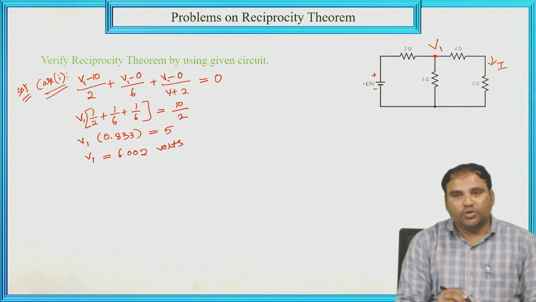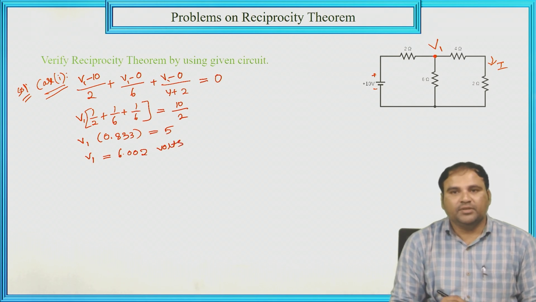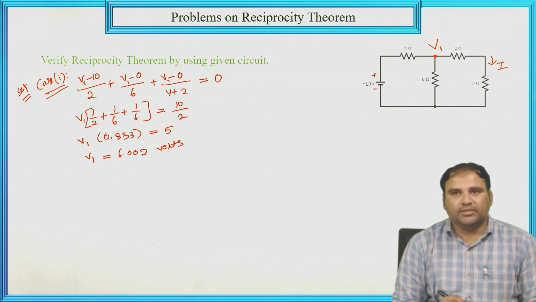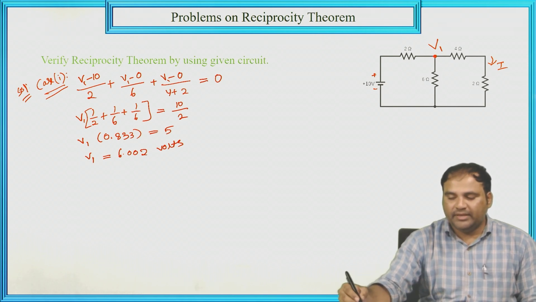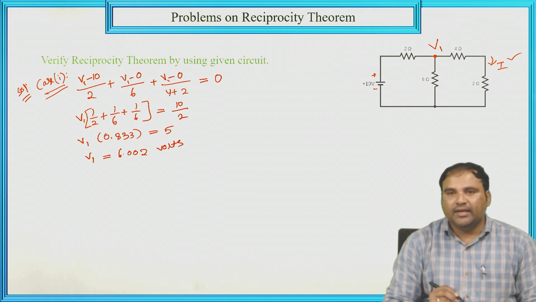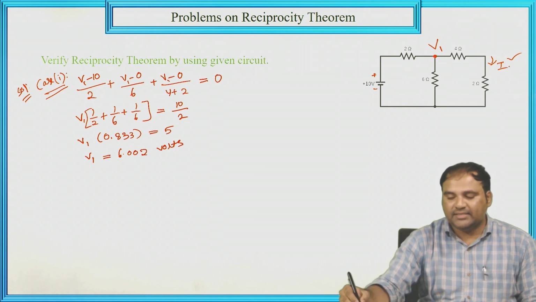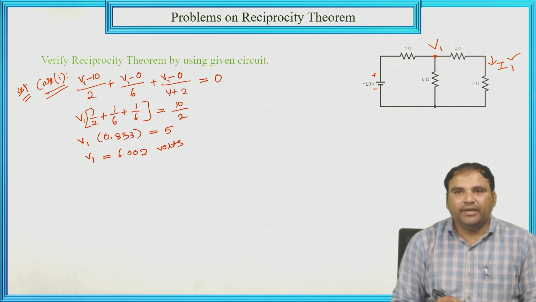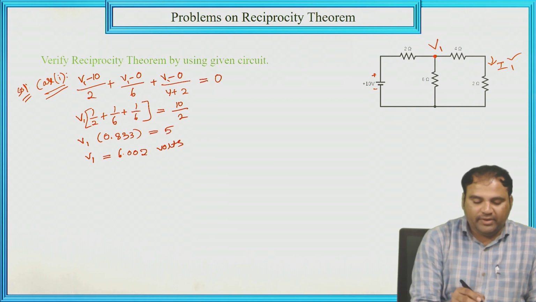This is the node voltage V1. So V1 is equal to 6.002 volts. Here now, in case 1, we need to calculate the I value, or let us take this as I1. Now we need to calculate the I1 value.